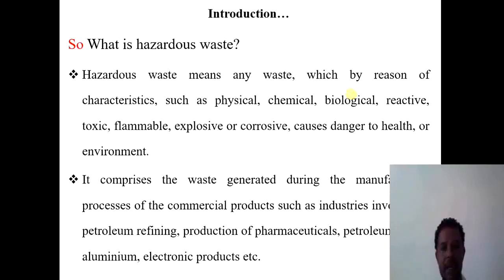Hazardous waste means any waste which, by reason of its character, such as physical, chemical, biological, reactive, toxic, flammable, explosive, or corrosive, causes danger to humans or the environment, either internal or external. Therefore, hazardous waste encompasses waste generated during the manufacturing process of commercial products, such as industries involved in petroleum refining, production of pharmaceuticals, paint, aluminum, electronic products, and so on.